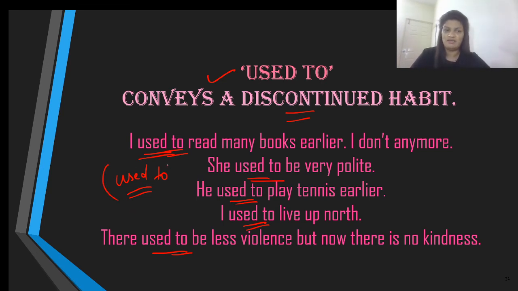So try being careful when you are using used to, because I have heard many students using the word used to incorrectly. Remember, the usage of used to is for those expressions which you do not do anymore, as in you have stopped them for good. Now you have totally stopped them and not continuing at all. That's the meaning of used to.